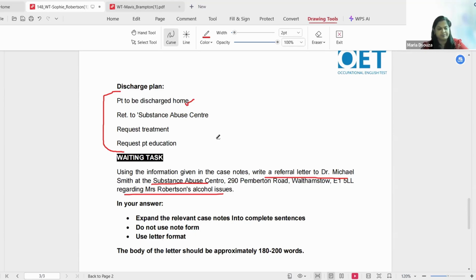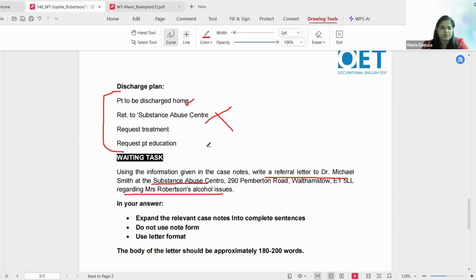Now, what will we write here? It's a substance abuse center. So, what do you think we can write? Which point is important here to write, or should we write everything? You're writing it as a substance abuse center, so you're referring. I don't have to write that he's being referred, so I can remove this point.